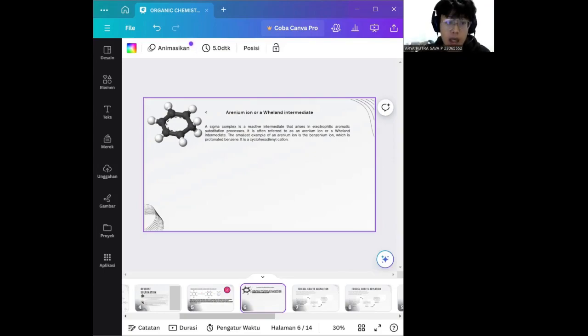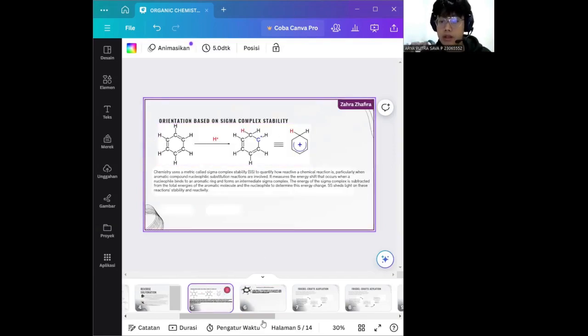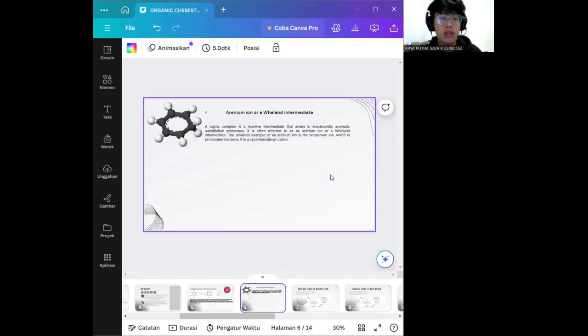In summary, orientation based on the sigma complex and the arenium ion provides a theoretical framework for understanding and predicting the reactivity of aromatic compounds in nucleophilic substitution reactions. By quantifying the energy change associated with the formation of the sigma complex, it is possible to gain insight into the factors that influence the stability of these complexes and their role in chemical reactions.